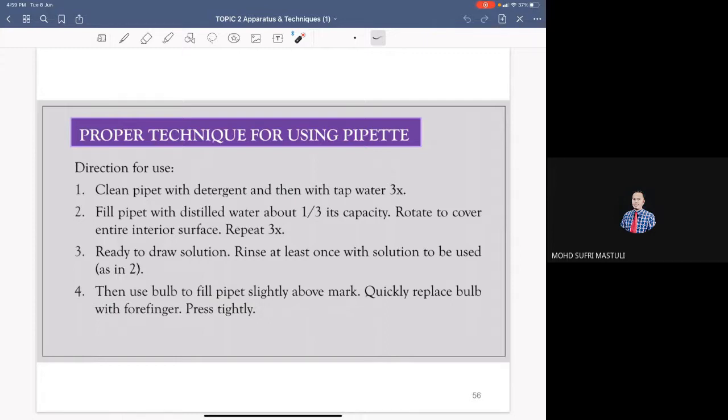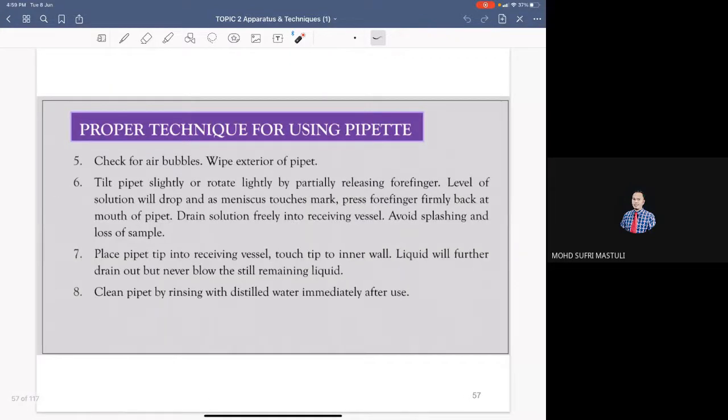To make the correct volume, check for air bubbles. Wipe the exterior of the pipette using tissue paper. Tilt the pipette slightly or rotate it while partially releasing the forefinger. The level of the solution will drop until its meniscus touches the mark. Press the forefinger firmly back on the mouth of the pipette. Drain the solution freely into the receiving vessel. Avoid splashing and loss of sample.